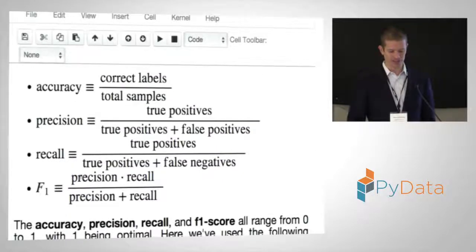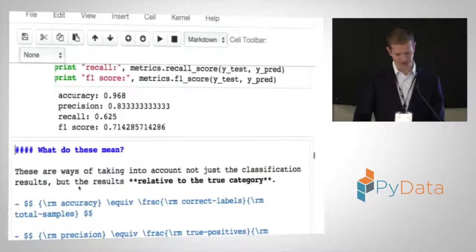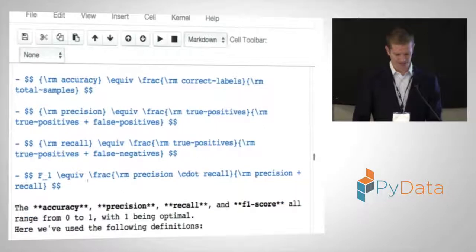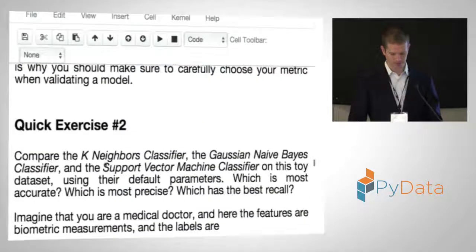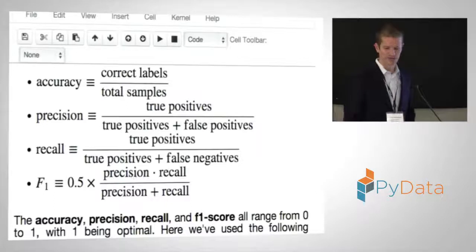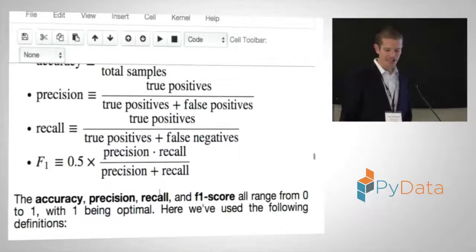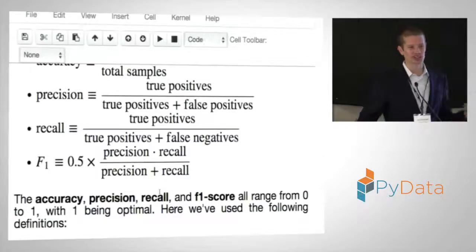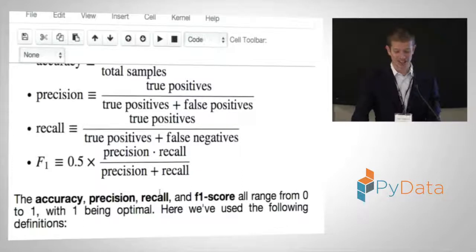So if you multiply precision times recall over precision plus recall, and I think there has to be a factor of a half in there. I probably forgot that. It's 0.5 times. So F1 is 0.5 times the precision times recall over the precision plus recall. And if you do the math on this, the F1 score will also be between 0 and 1. And it just combines those two metrics.